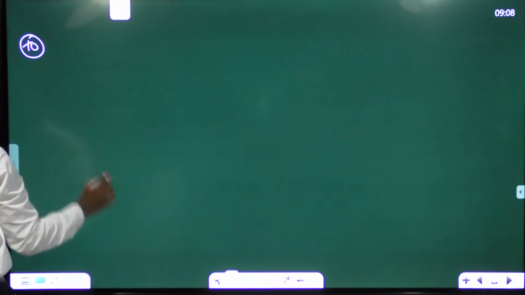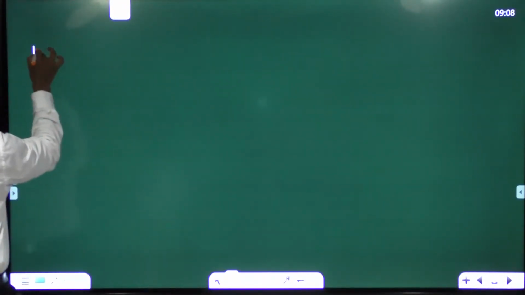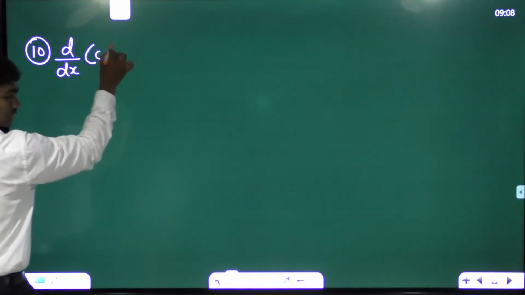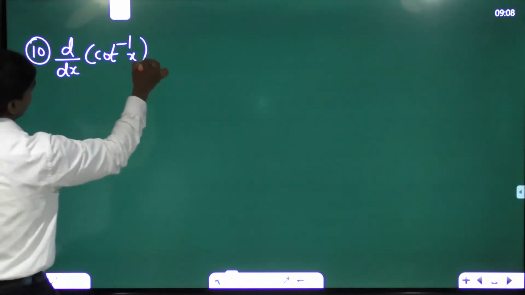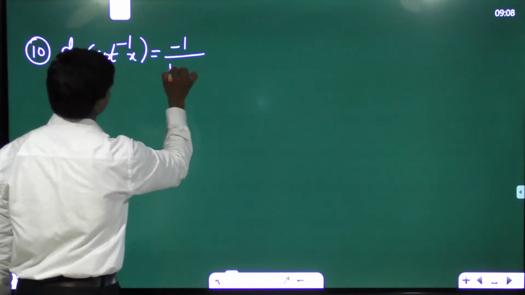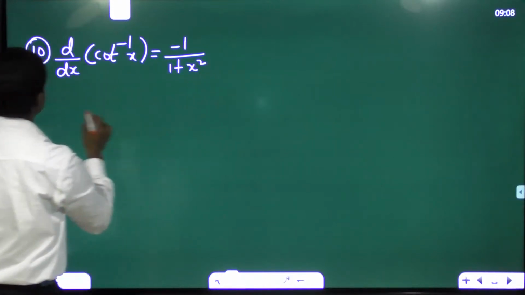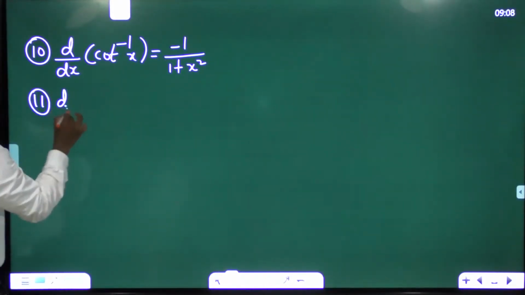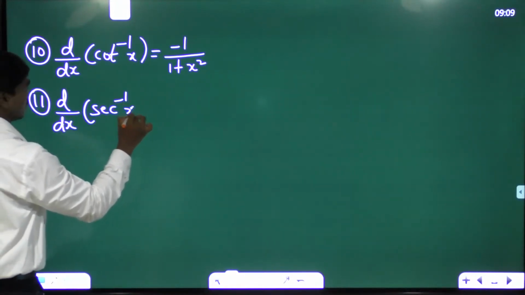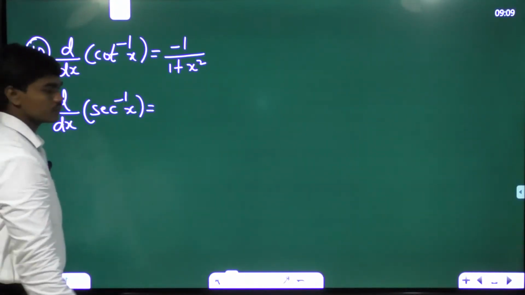Next, 10th point. D by dx of cot inverse x. What's the derivative of cot inverse x? Minus 1 by 1 plus x square. D by dx of secant inverse x. What's the answer for secant inverse x? I'll give you a minute time.